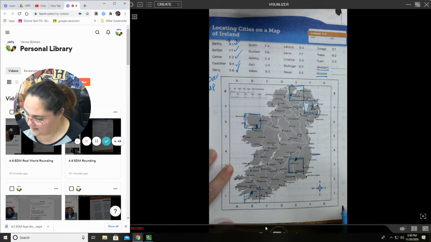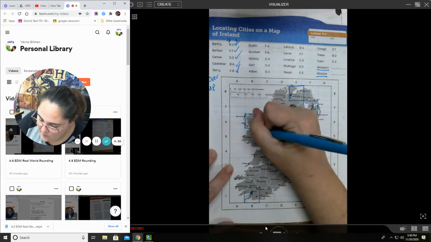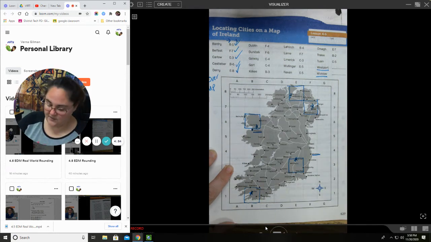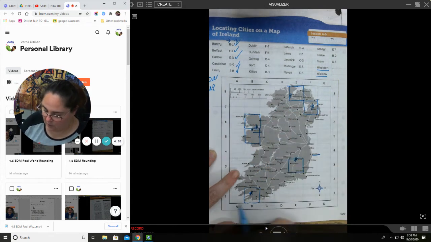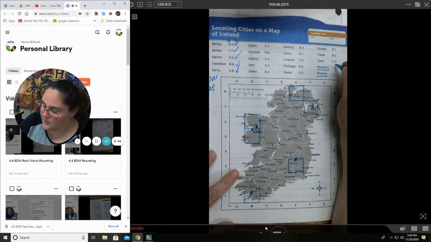I can find it. Right here, Westport. Now, Westport is literally right here. So my coordinates for Westport would be in this box. So over to B, up 5. So Westport's coordinates would be B5.